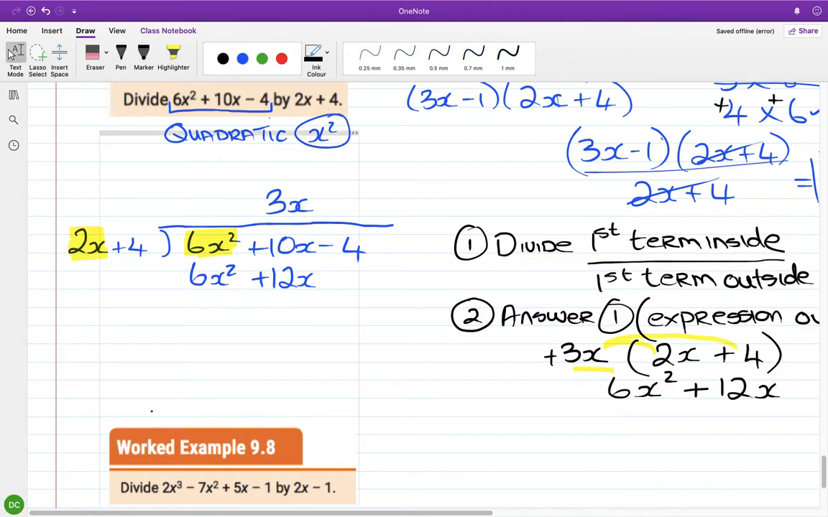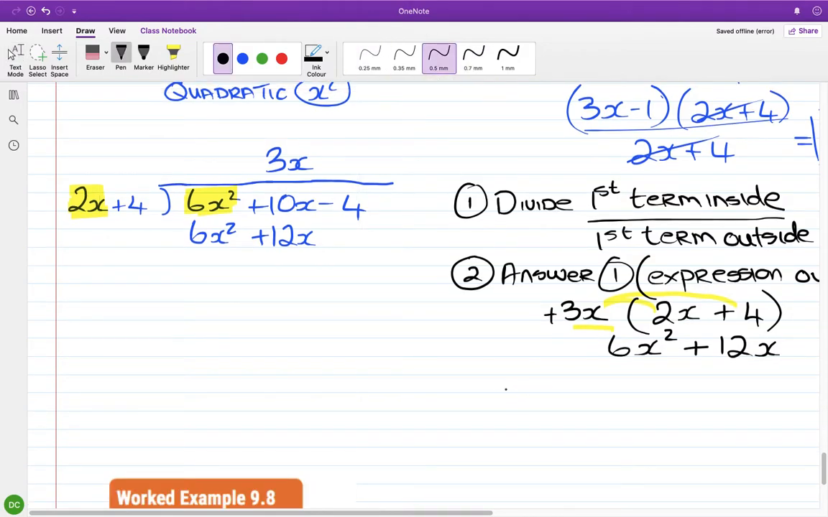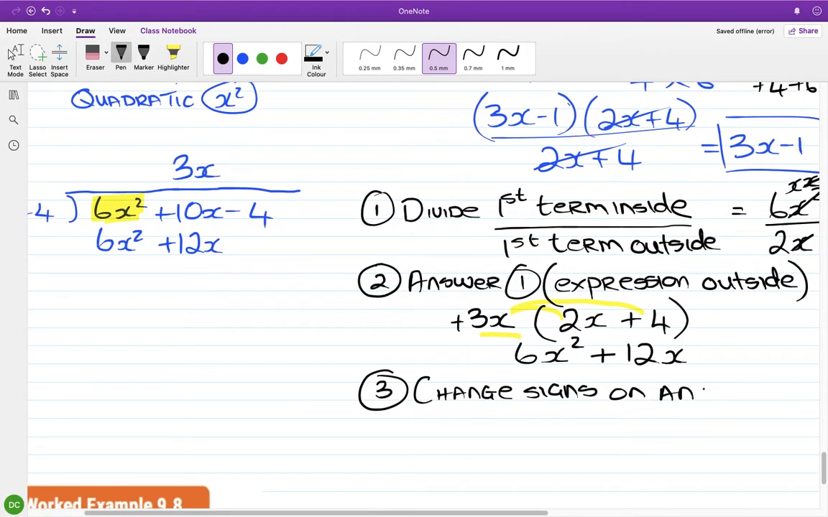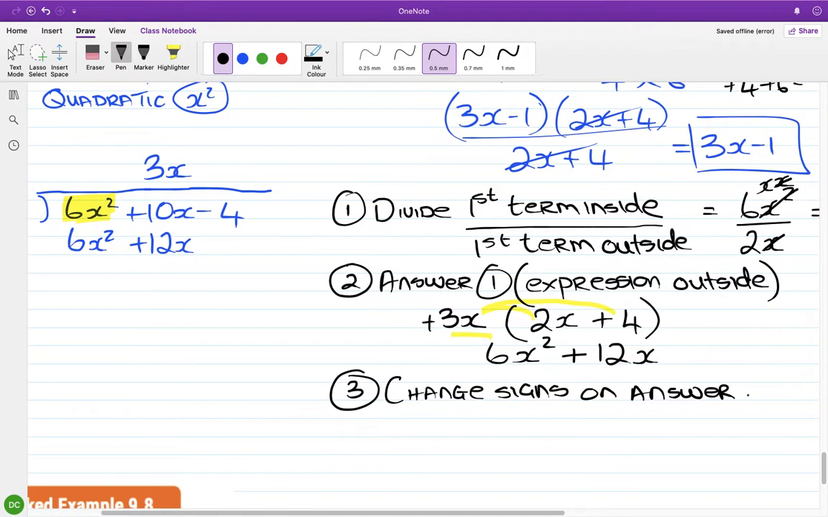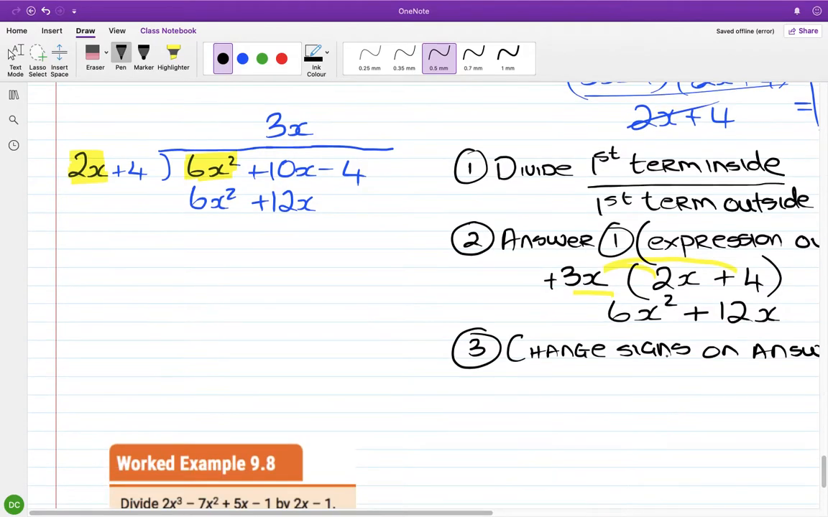Sorry, I need to move this even further. The third one then is: you change the signs on the answer to part 2. Okay? So for part 2, I got this.